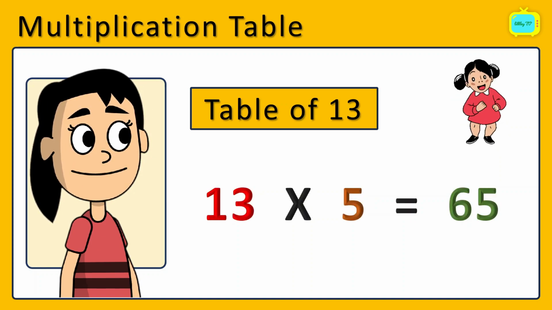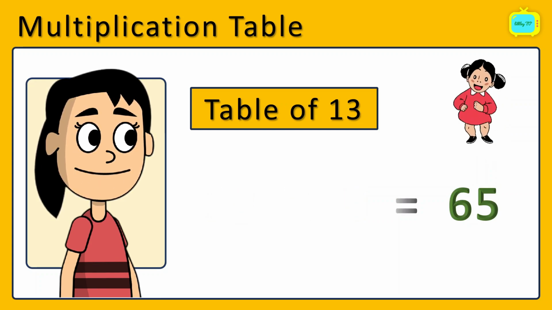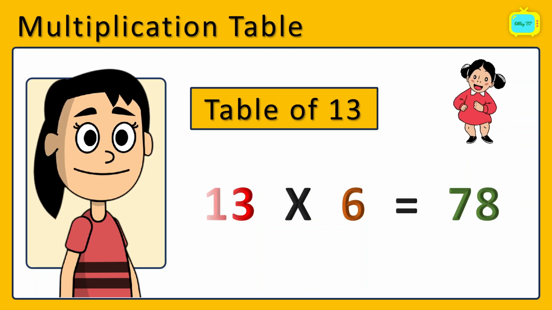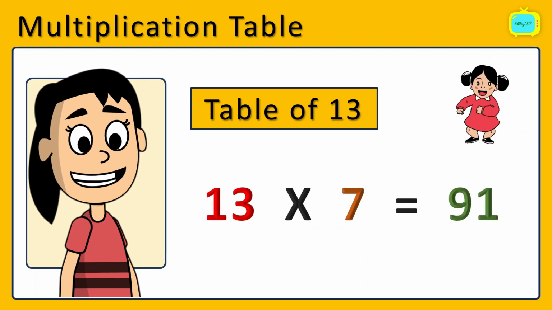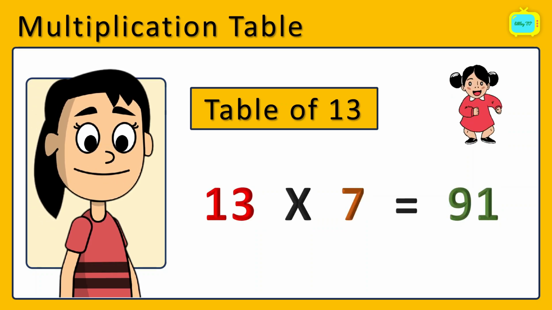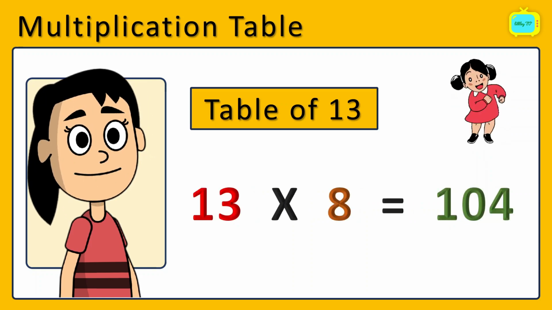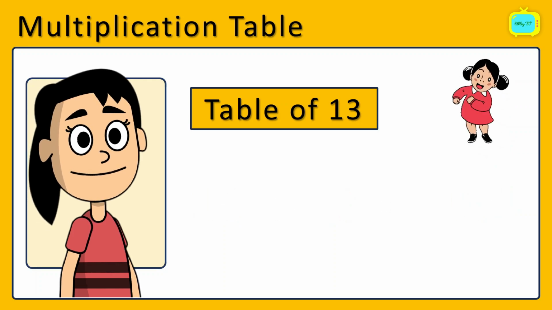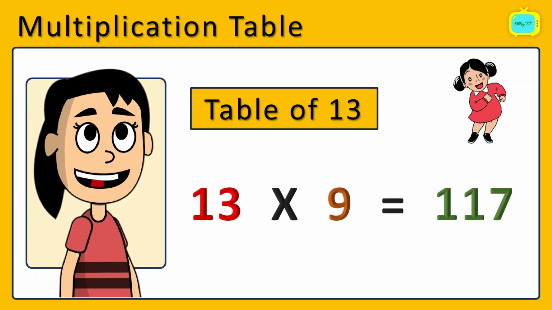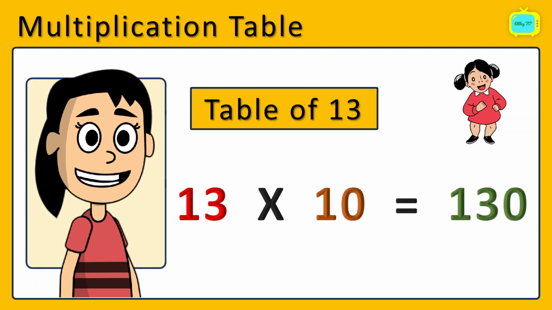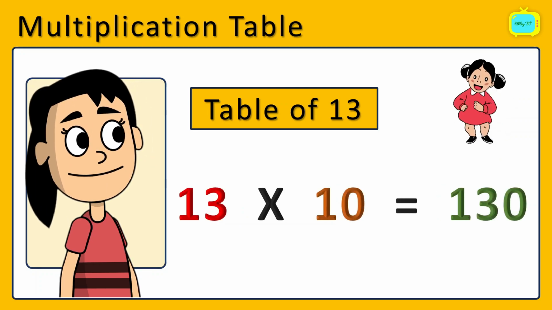13 5s are 65. 13 6 are 78. 13 7s are 91. 13 8s are 104. 13 9s are 117. 13 10s are 130.